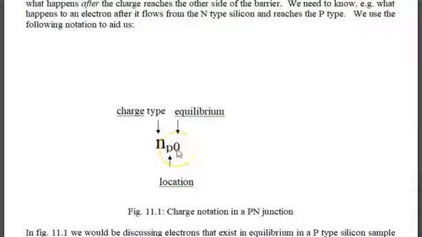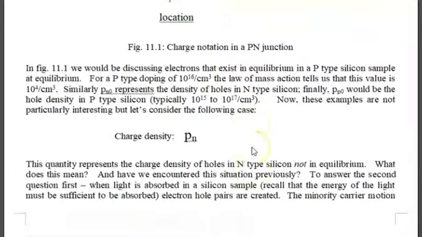whether the structure is in equilibrium. Generally, this will not be in equilibrium, so we won't have a 0. We'll just have n_p, which means that there are electrons in the P-type. And if this was p_n, it would mean that we had holes in the N-type. So that's the notation that we'll be using.